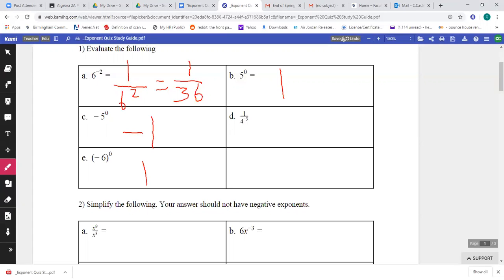Now letter D, I have a negative exponent on the bottom. So that means this time, this is going to flip to the top. So this just becomes 4 to the third because now it's on the top. There's no bottom anymore. So 4 to the third is 4 times 4 times 4, and that's 64.